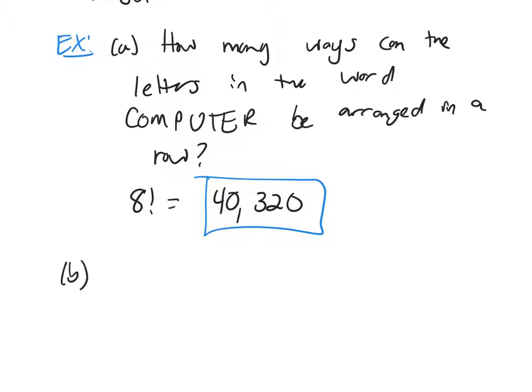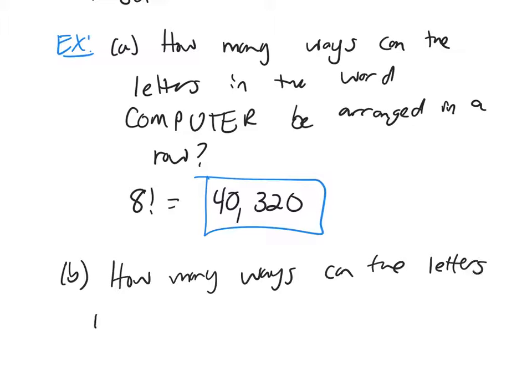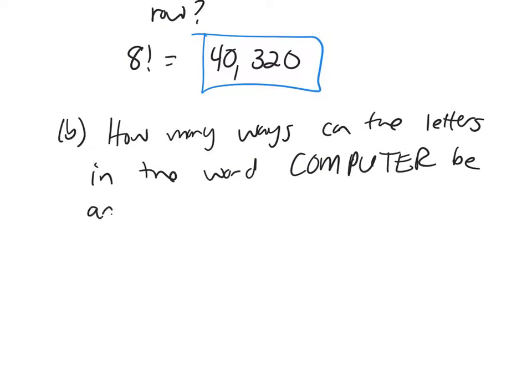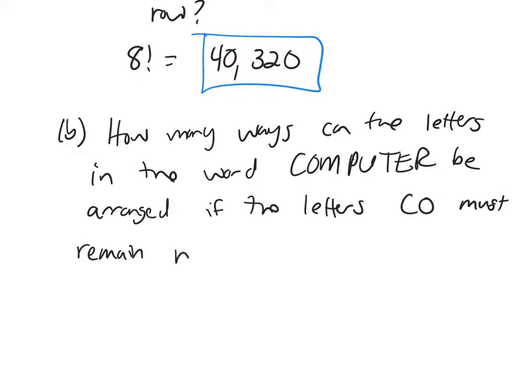So now let's ask, how many ways can the letters in that same word, in the word computer, be arranged if the letters CO must remain next to each other in order as a unit.